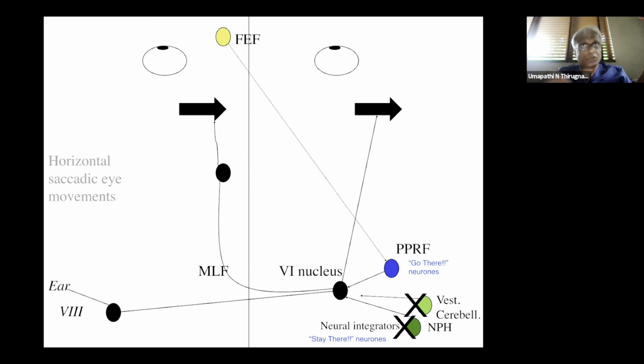But we also thought that he could have a nystagmus from the brainstem, because in the brainstem, by chance, one of the neural integrators may have been damaged. If one of the neural integrators is damaged, then the go there neurons may be working, but the stay there neurons are not working. So you will get a central nystagmus.